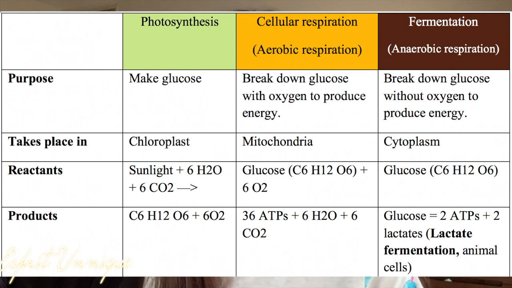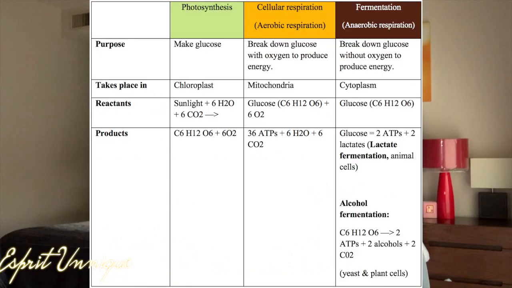For fermentation, its purpose is to break down glucose without oxygen to produce energy. It takes place in the cytoplasm, and its reactants are glucose, only glucose. Its products are 2 ATPs and 2 lactates. That is for lactate fermentation.